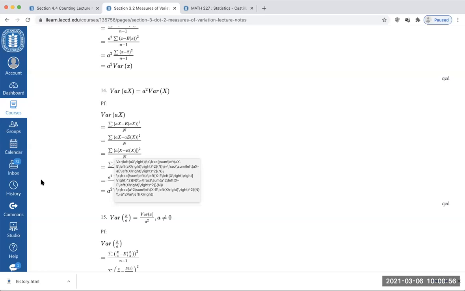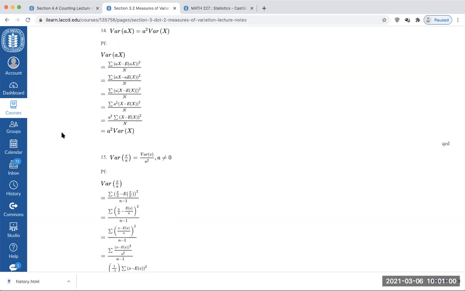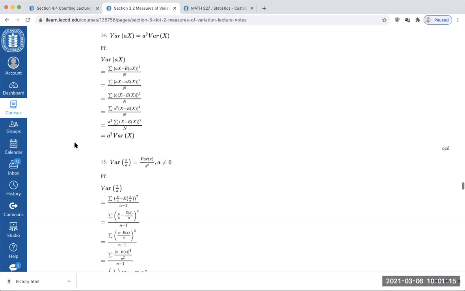So this is equal to a squared times the sum of x minus the expected value of x, quantity squared, over n. But the expected value of x is just mu. And so this is equal to a squared times the sum of x minus mu quantity squared over n, which is just the variance of x. So we have shown that this is equal to a squared times the variance of x. And that's what we wanted to show.